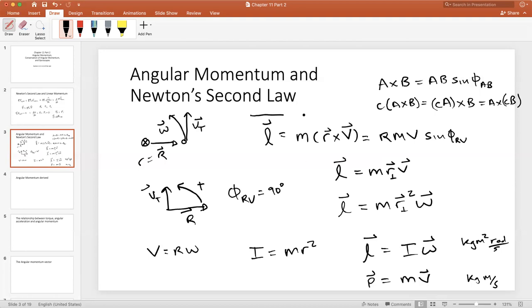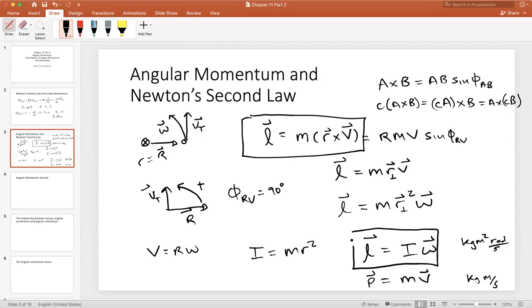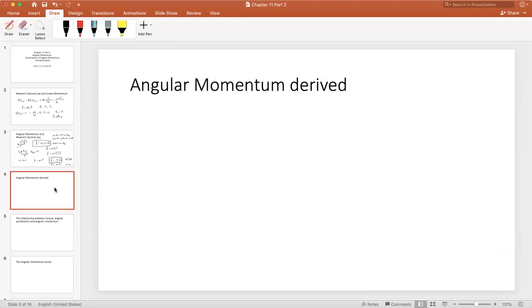This right here is our working definition of what the angular momentum of a single particle is. It's L is equal to mass times R cross V. A more functional definition for later is that L is I omega, and we'll get to that. However, let's actually derive what the angular momentum is, and we're going to see a cool relationship which will give us a better mathematical description of what the angular momentum is and how we can use it.